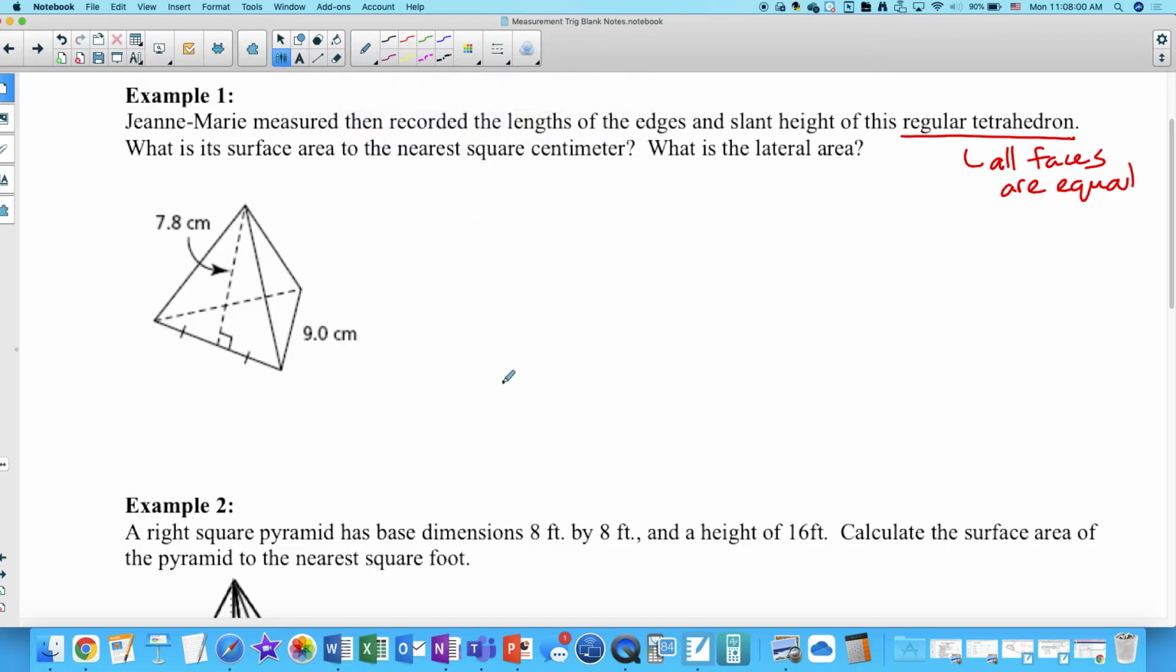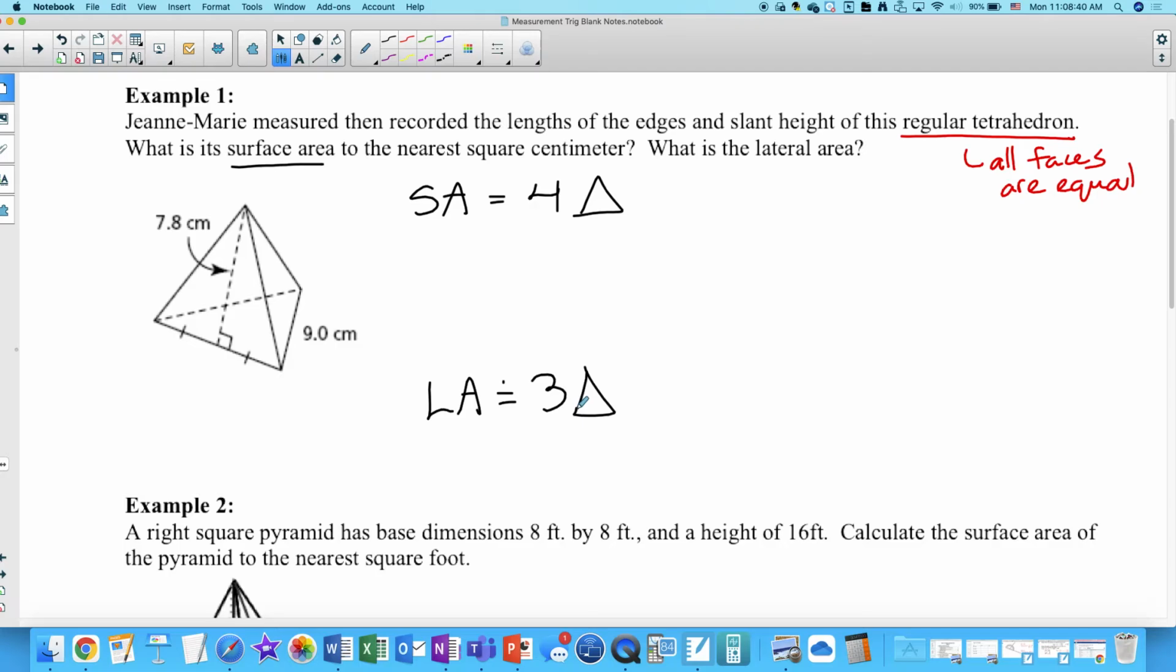So if we're trying to find the surface area of this thing, how many faces do we need to calculate? Yep, 4. So the surface area is going to be 4 triangles. What about the lateral area? Yep, 3 triangles, exactly, because you just take out the base. The lateral area is 3 triangles. And I will often set up my work like this, where I'm breaking the surface area down into different faces and what their shapes are.